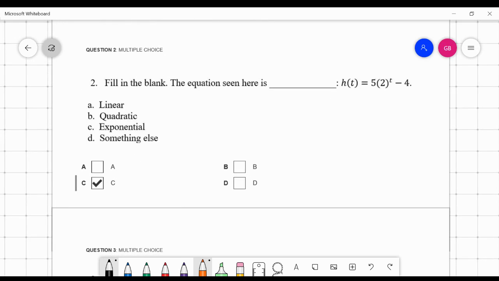Number 2, fill in the blank. The equation here is, well, since the exponent is the variable, then it's automatically an exponential. So the answer is C.